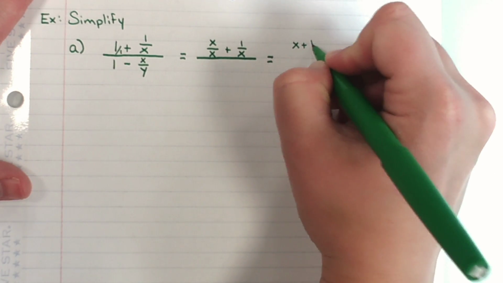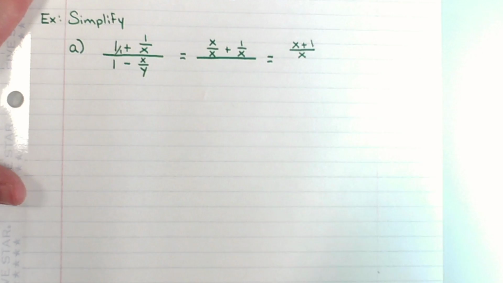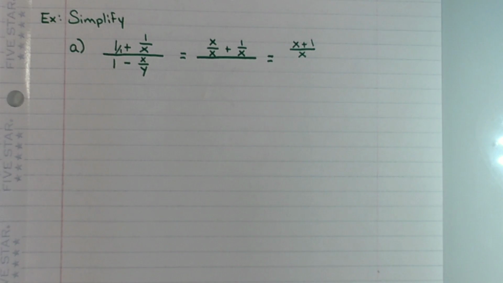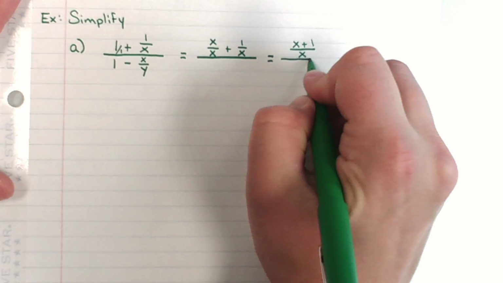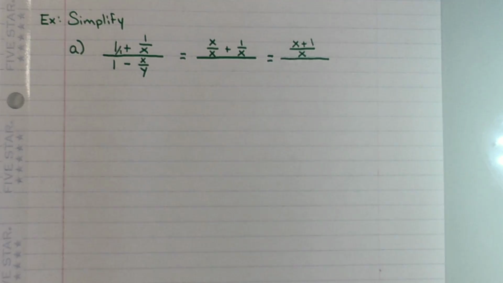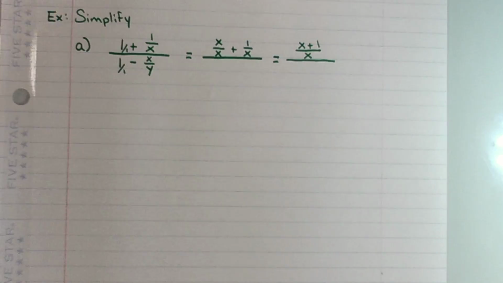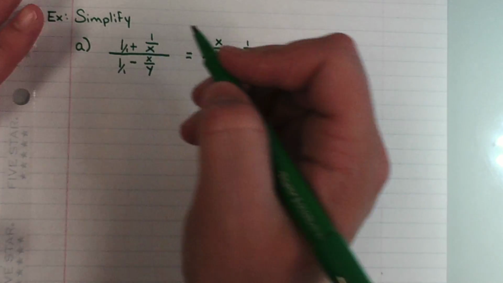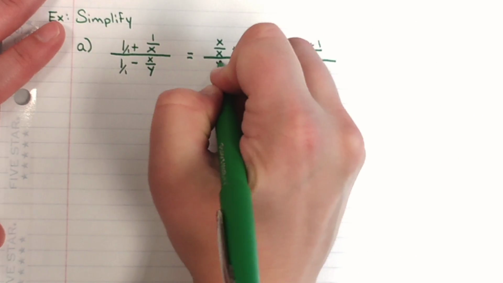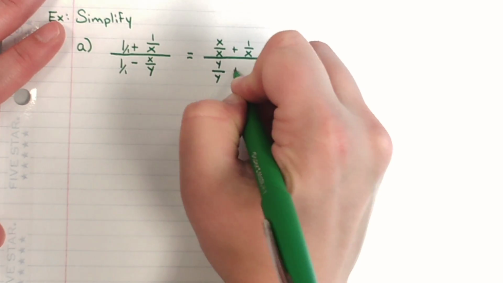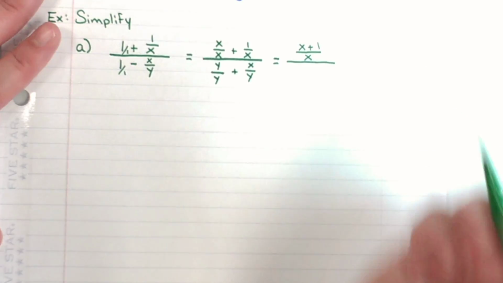X plus 1 over x. Okay, there we go. My numerator is now a single fraction. So I move on to my denominator. I've got a 1 again, remembering that it's 1 over 1, and a common denominator here would be y. So I multiply both the top and the bottom of this by y. I get y over y plus x over y, and now I can add.